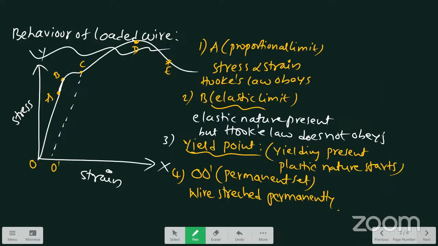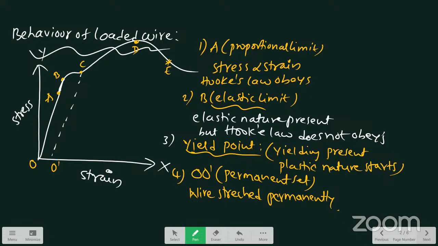Next, behavior of a loaded wire. Total 6 sides, one line enough, student. A graph is drawn between stress and strain. Proportional limit up to A: stress is proportional to strain. B, elastic nature present. C, yield point, plastic nature present from C onwards. On removing the load, the wire stays stretched permanently. That is a permanent set.